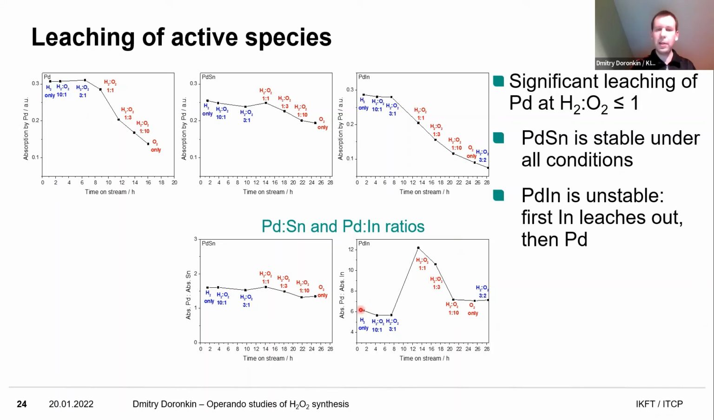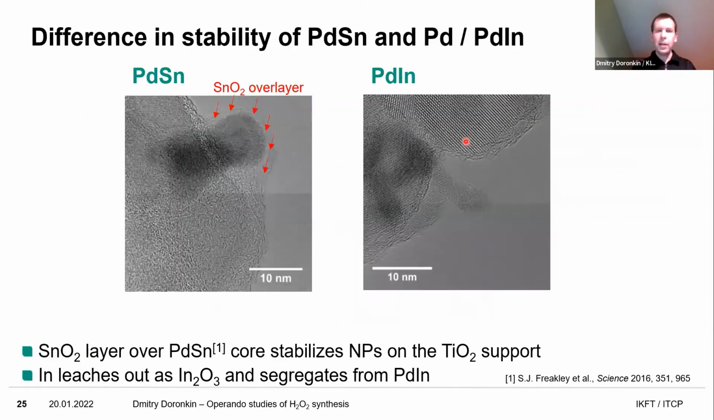If we look at the relative concentration of palladium relative to indium, indium leaches first, and then we don't have any more indium to leach out, so palladium catches up. But as an end result, we are losing the precious metal here. So it's just unstable. Why are those differences in stability of palladium tin and palladium indium, or monometallic palladium?